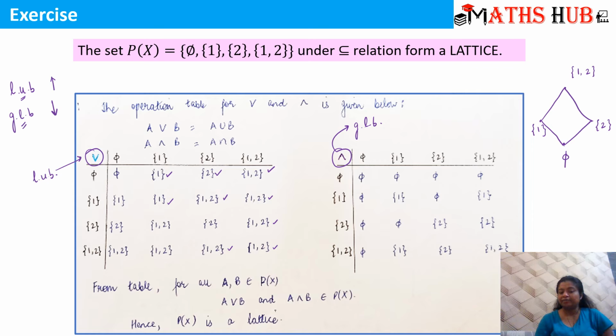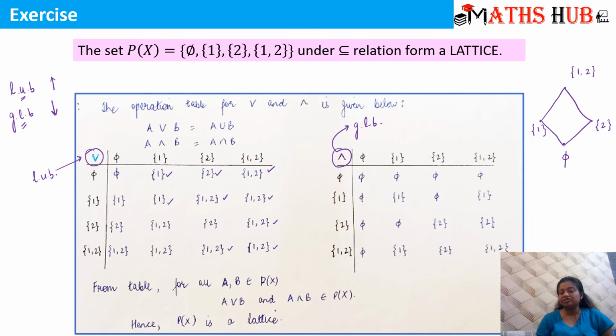Phi meet 1. So phi and 1, who is the first point of contact in the downward direction now? So it becomes phi. Phi and 2, the first point of contact is phi. Phi and 1, 2, again the first point of contact is phi. So we write the same entries in the first column also.